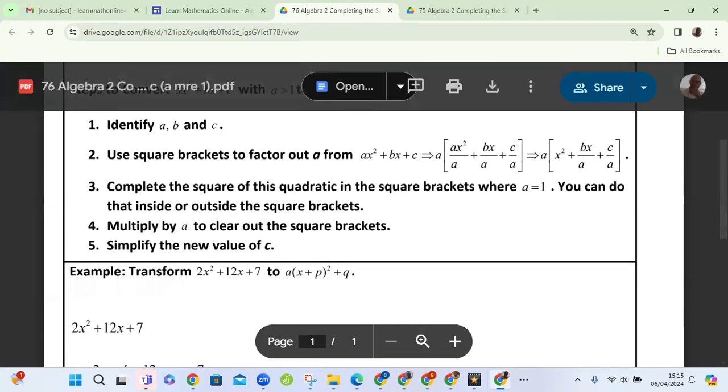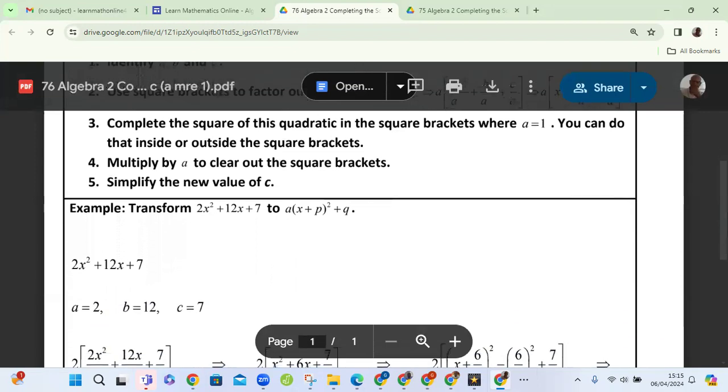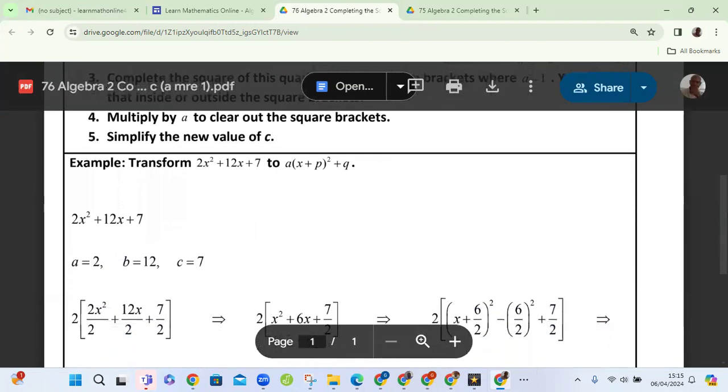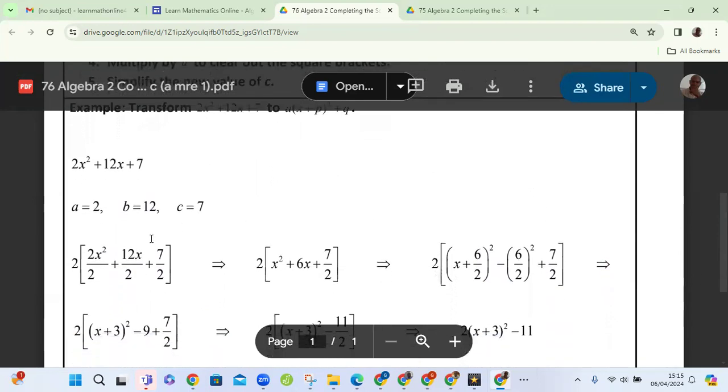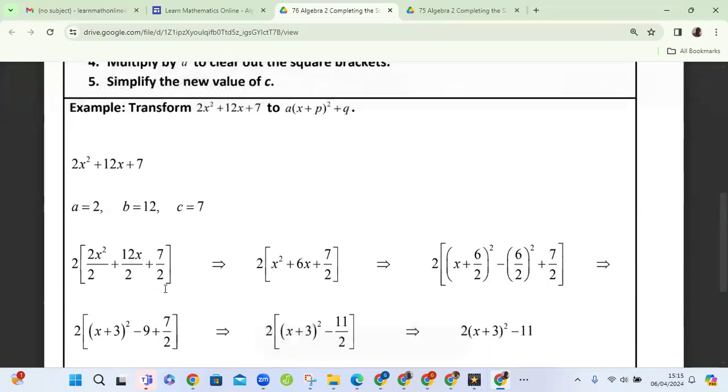So here's an example, 2x squared plus 12x plus 7. As you notice now, a is not equal to 1, a is equal to 2. So as you can see now, we have to factor out that 2 from x squared. So you write down 2 and you open a square bracket and you divide 2 by 2, 12 by 2, 7 by 2 inside the square brackets.